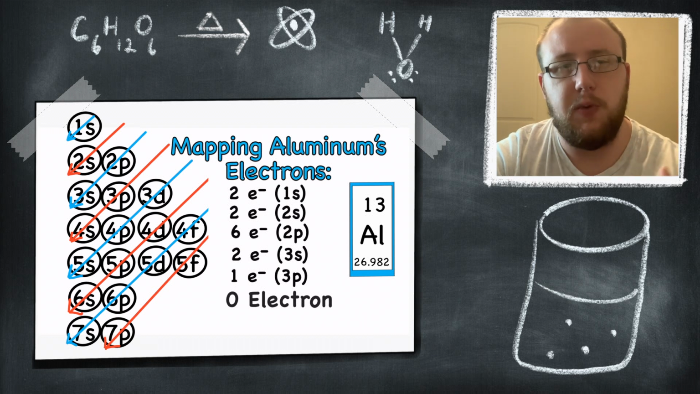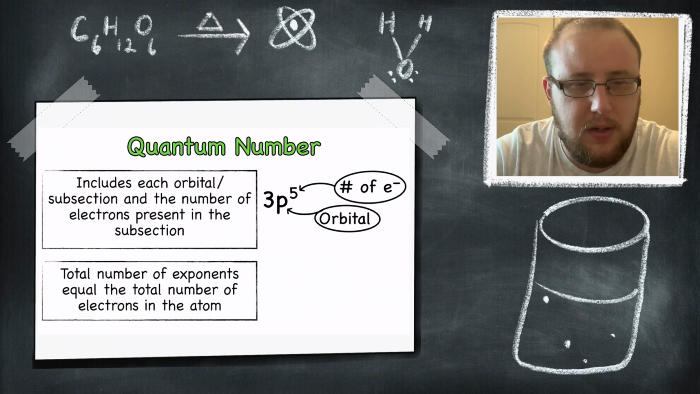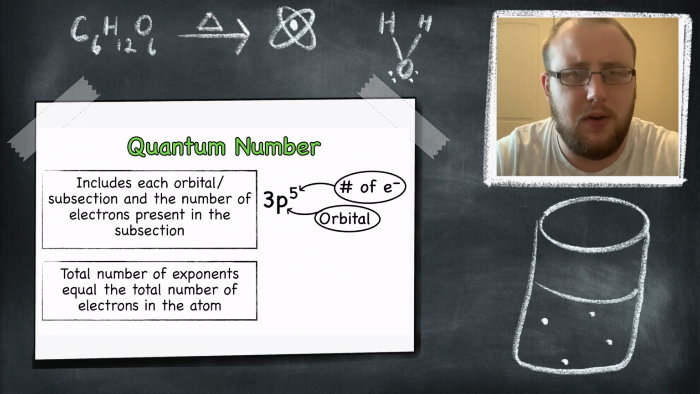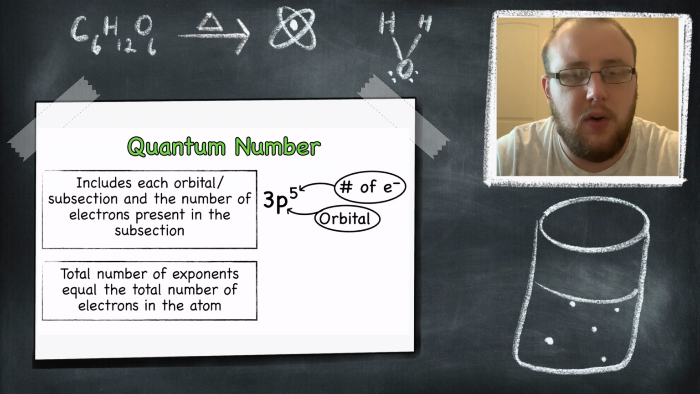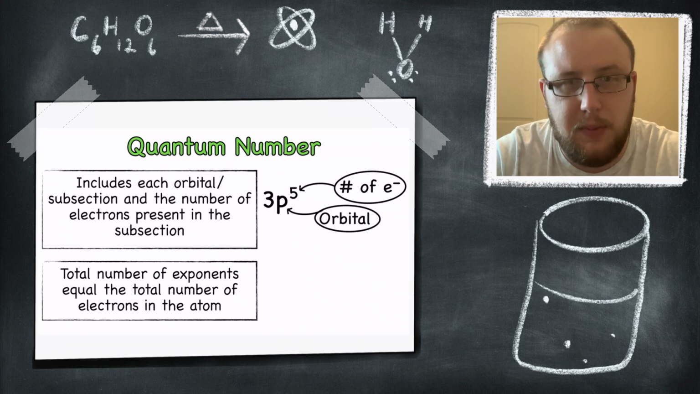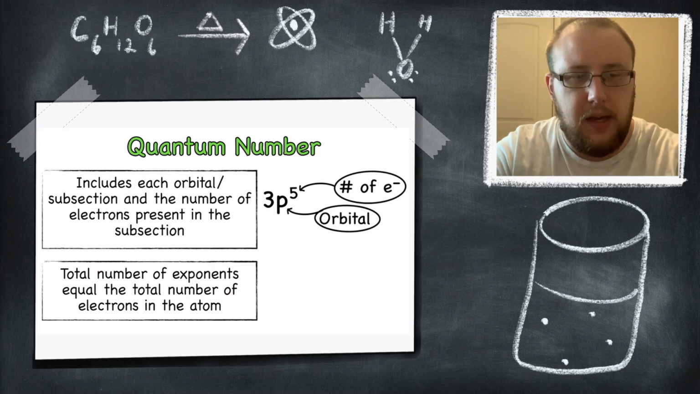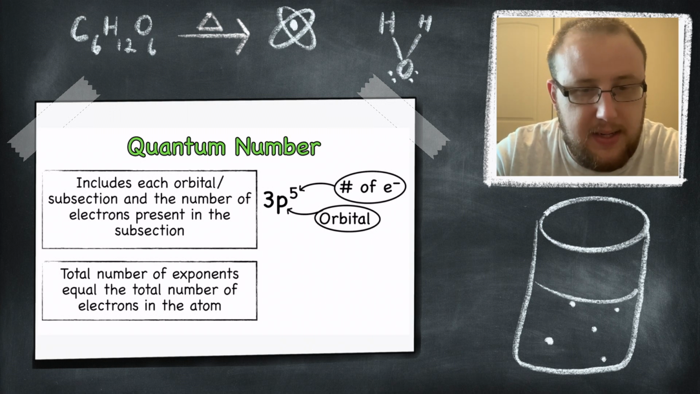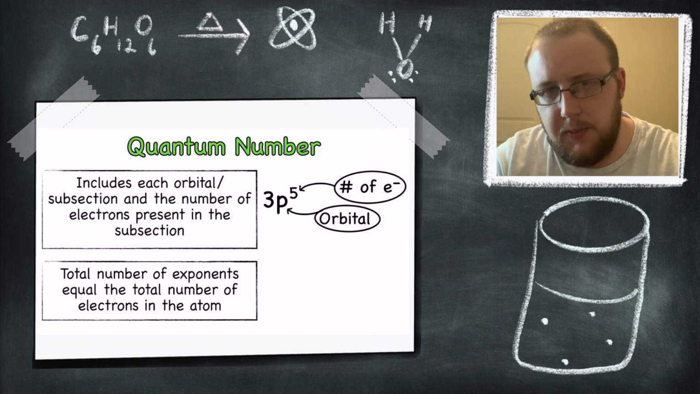The whole reason we do this is so we can map our quantum number. Okay, our quantum number is basically the point at which we say, hey, your electron is at this point. So that's where our 1s and all that is about to play in. In our quantum number, we must include our orbital, our subsection, and the number of electrons present in that subsection. Okay, so this is where our counting came in handy from earlier.